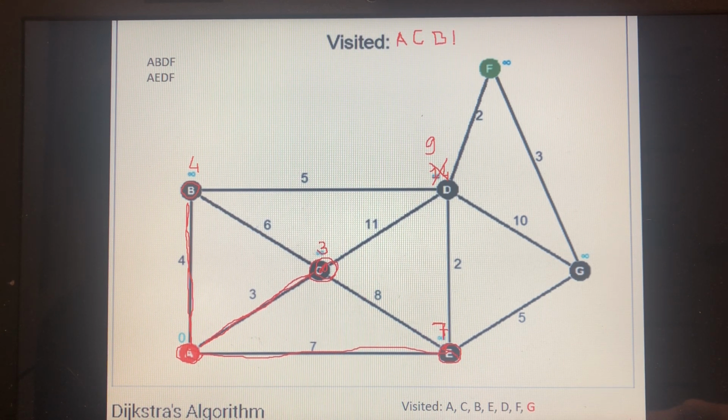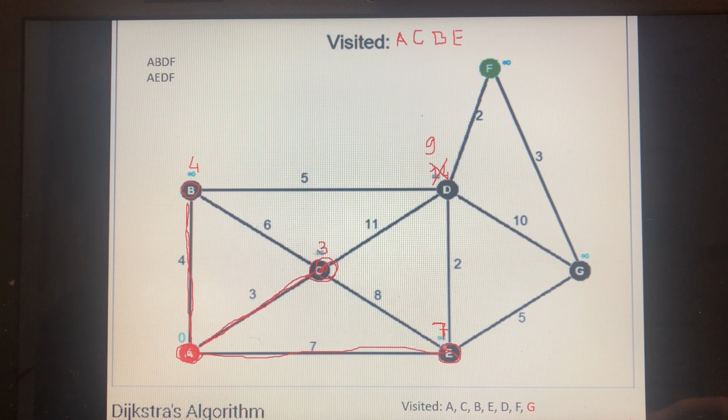We are visiting E, and from E we can go to D. 7 plus 2 would be 9, and we also have 9. So we don't update it because it's the same value.